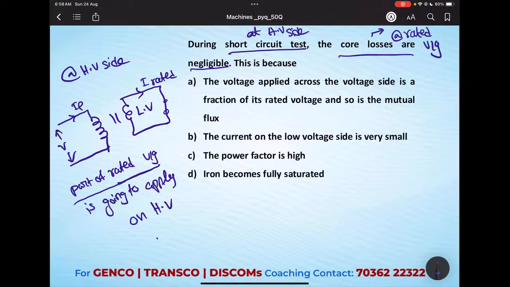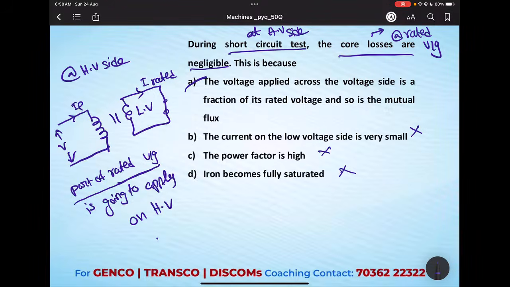Voltage applied across the high voltage side is a fraction of rated voltage, so the mutual flux is small. The current on the low voltage side is very small: no, it's not correct. The power factor is high: no, it's not correct. Iron becomes fully saturated: no, it is also not correct. Why? Because we are driving the transformer at low voltage only. How will it get saturated? So our suitable option is option A.